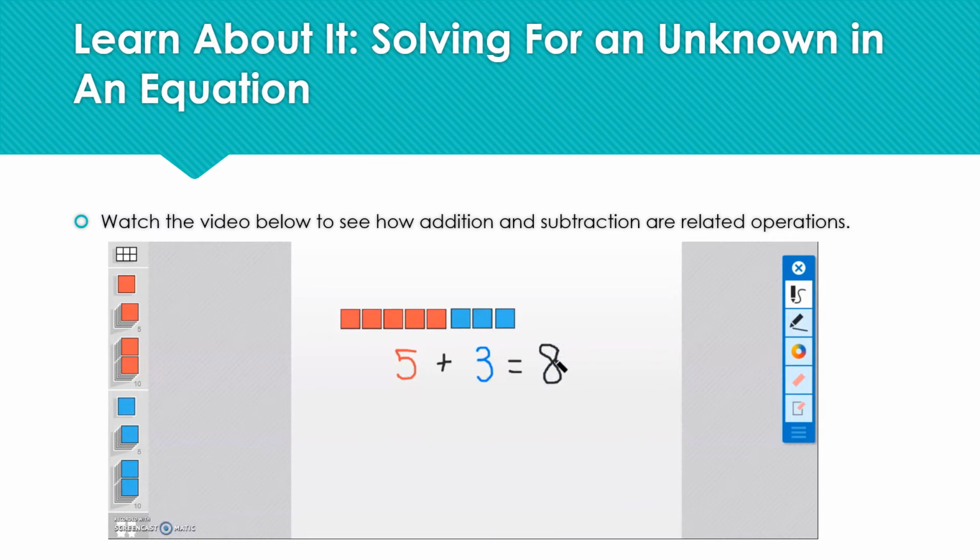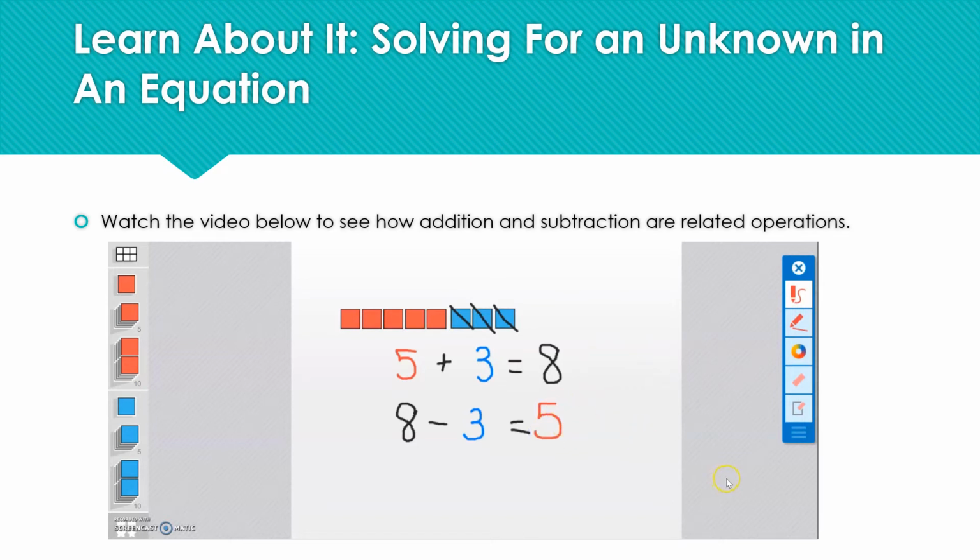We could also use this picture to help us with subtraction. In that case, we would be thinking about it like this. There are 8 total counters. I'm going to take away 3 of them. Take away the 3 blue counters. 1, 2, 3. And then that would leave me with the 5 red counters.